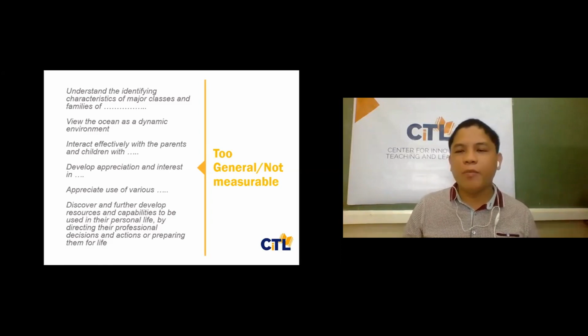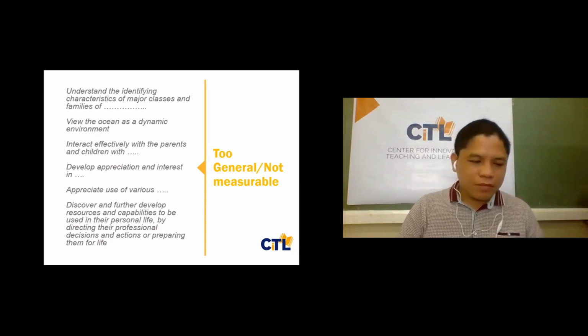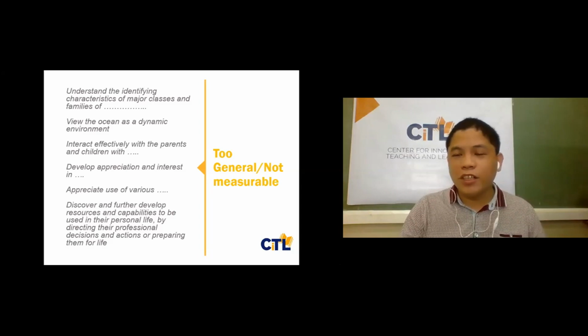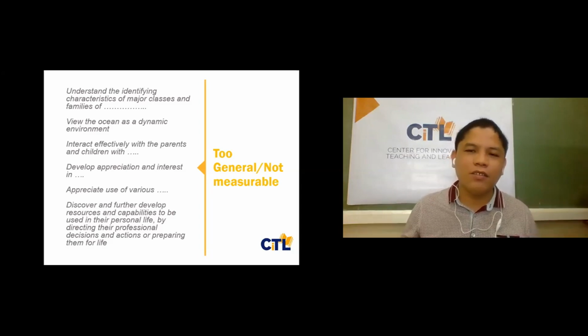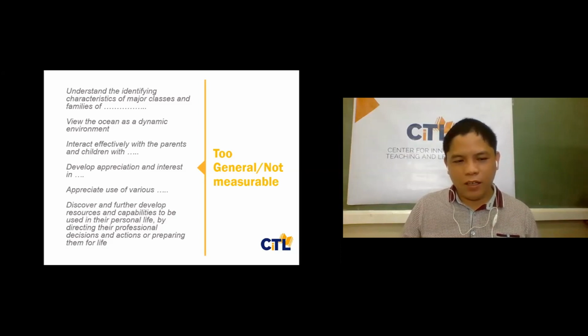View the ocean as a dynamic environment. How can you see that they are viewing the ocean as a dynamic environment? It's not measurable. Interact effectively with parents and children, with develop appreciation and interest. How can you measure appreciation and interest? It's a question of not measurable. We should be careful when writing a verb that is in line with emotion, because when we say emotion, it might not be measurable.